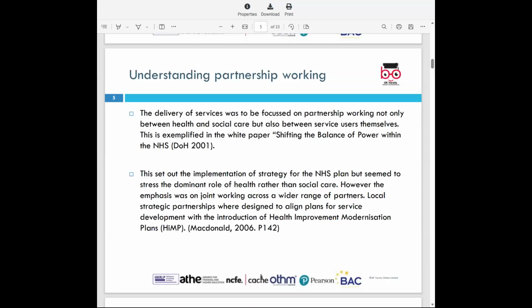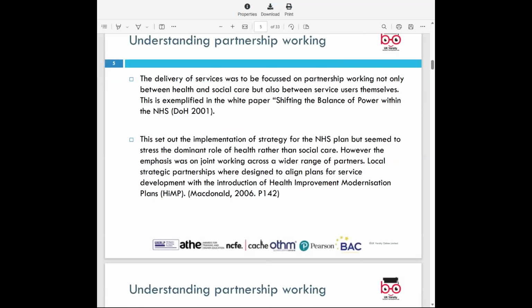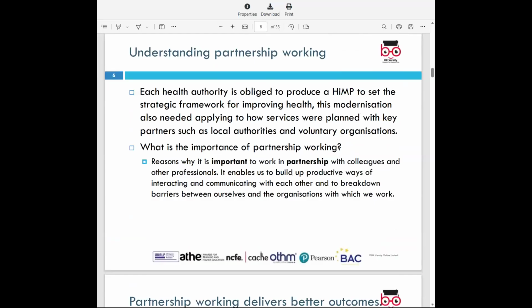also service users themselves. And this was in the white paper, Shifting the Balance, in 2001. They set a strategic plan, the NHS Plan, to look at the role of health rather than social care, and how this emphasis was made on modernizing the system to make it better for everyone and make sure they build this community. So each health authority is obliged to produce a HImP system to set a strategic framework on how the services work, and how they work with the local authority as well.